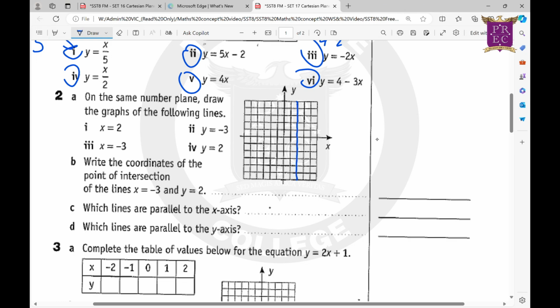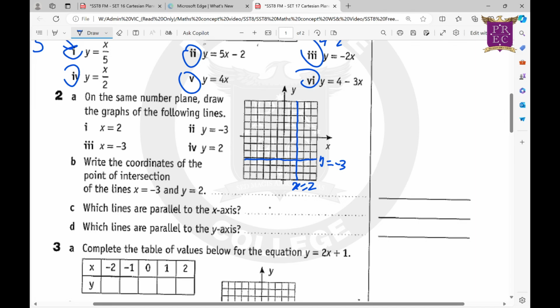That's x is equal to 2. Okay, always label your graphs. Next one, y is equal to -3. When it's y is equal to something, it's always parallel to the x-axis. And when it's x is equal to something, it's always parallel to the y-axis. Okay, so y is equal to -3, parallel to the x-axis, and we've got it there.